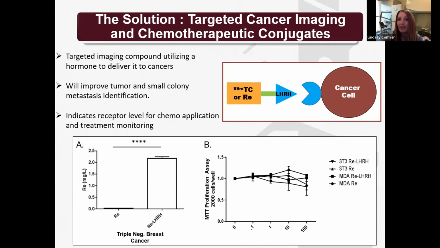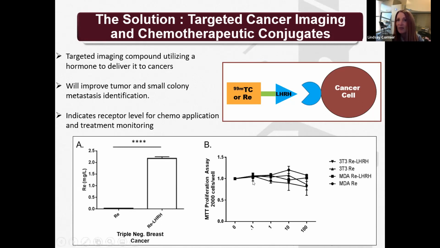Now, the idea of this radionuclide is we use SPECT or PET scan images so that we can find smaller localized tumors earlier, things that have metastasized, or just diagnosing the primary tumor itself, but we'll get a more crisp and precise image. So in the first panel here, this is just showing uptake of our compound. So this is rhenium alone, and this is rhenium LHRH tagged, which is ours. And so we get higher uptake into these triple negative breast cancer cells.